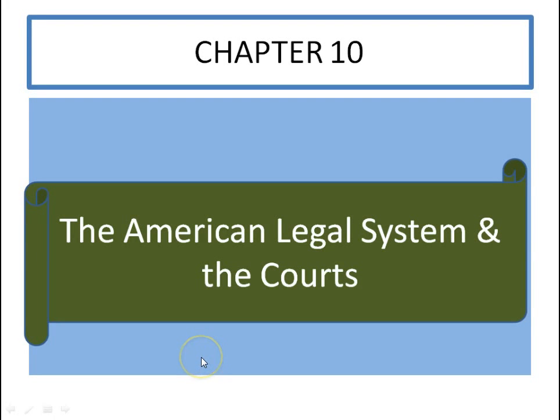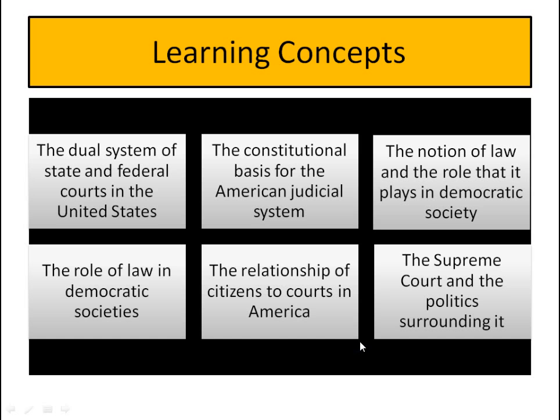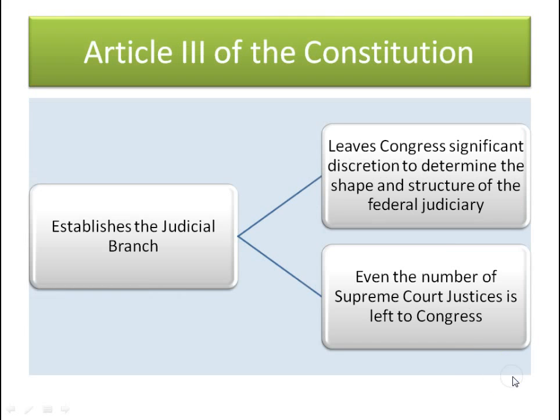Welcome to Chapter 10, The American Legal System and the Courts. In this chapter, we learn about the dual system of state and federal courts, the role of law in democratic societies, the constitutional basis for the American judicial system, the relationship of citizens to courts in America, the notion of law and the role that it plays in a democratic society, and then the Supreme Court and the politics surrounding it. Article 3 of the Constitution establishes the judicial branch.